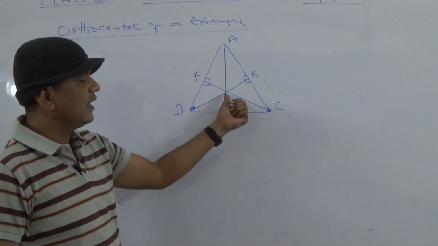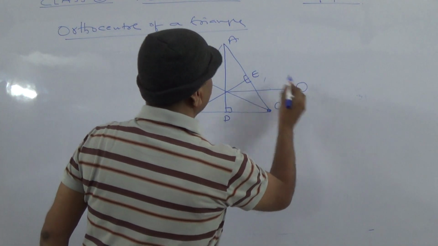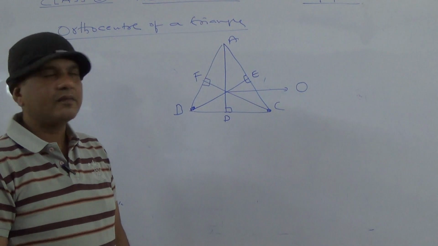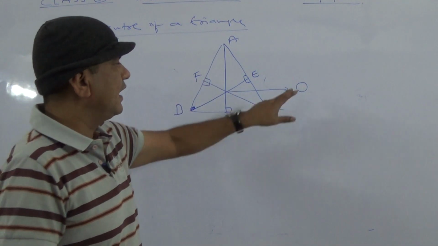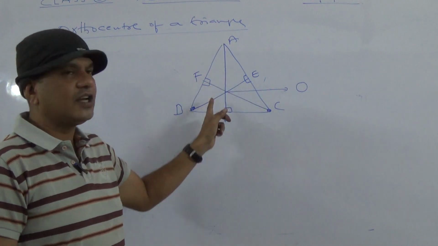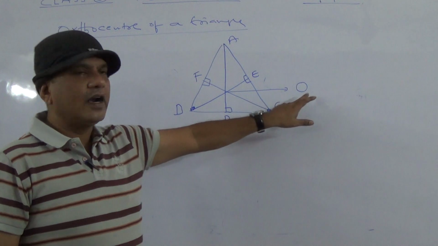That means they intersect at only one point. This point is called the orthocenter of the triangle ABC. Orthocenter is nothing but the point of intersection of the altitudes of a triangle and is denoted by O.